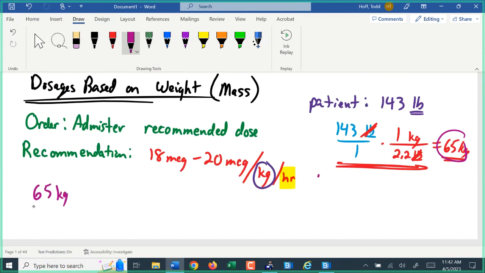So I'll do that, 65 kilograms over 1. And now we have two choices here. We can either go with the minimum recommended dose, or we can go with the maximum.